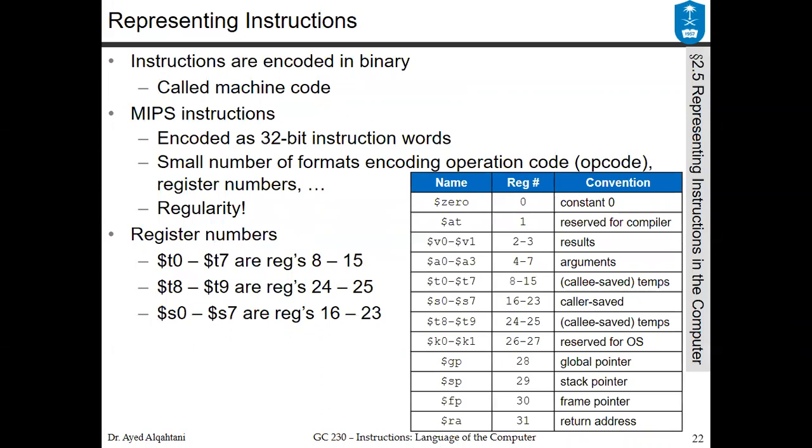Now, representing an instruction, the instructions are encoded in binary. It's another name for it. After you do the encoding, it's called machine code. The MIPS instruction is encoded as a 32-bit instruction word.